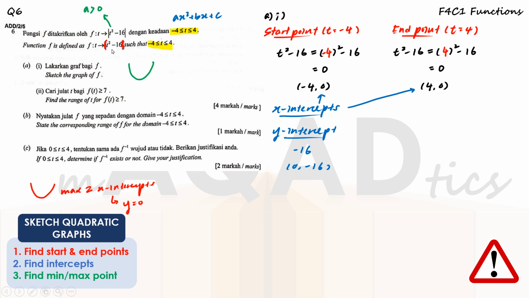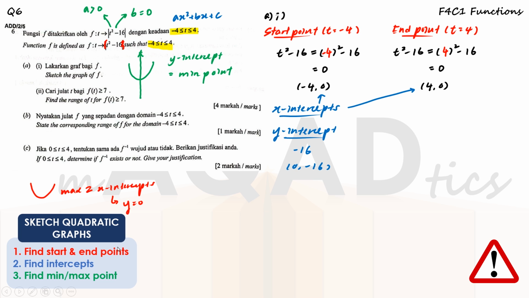But here we don't have b, right? Because there's no value which has the x only or the t only. So it is 0. So if b equals 0, this means that the middle line or the axis of symmetry of this curve is the y-axis, right? So here, this means that the y-intercept is actually the midpoint of this graph, right?